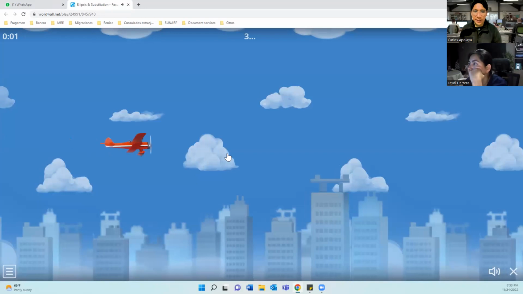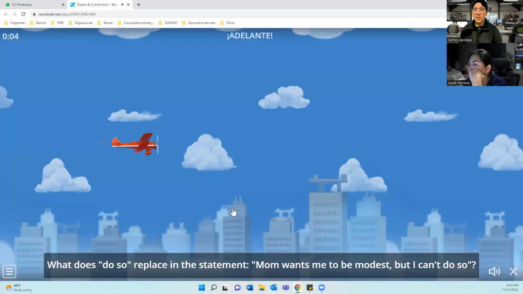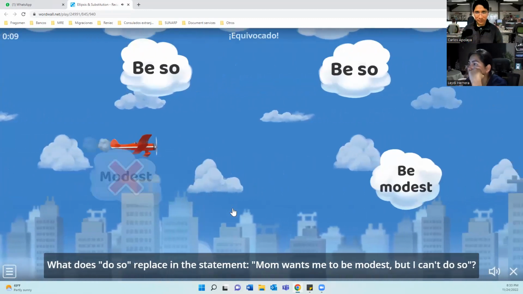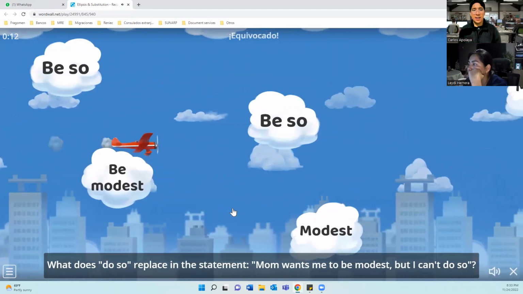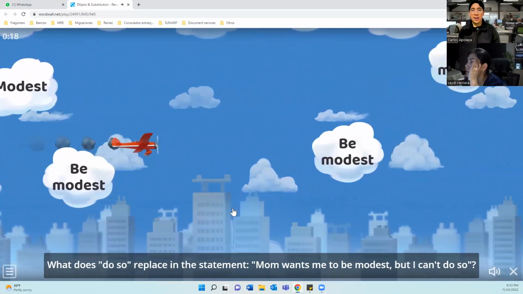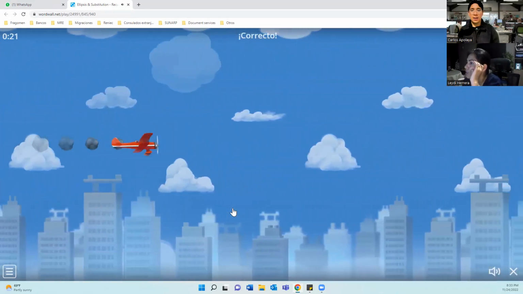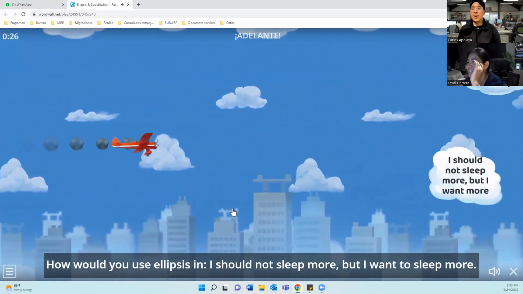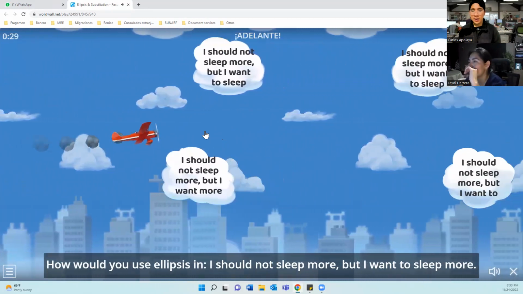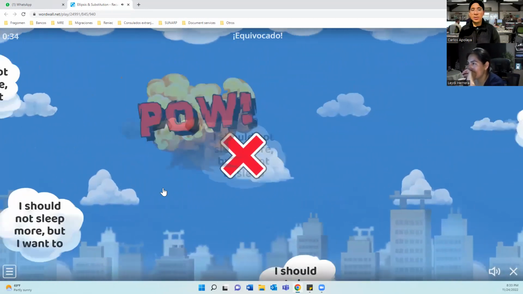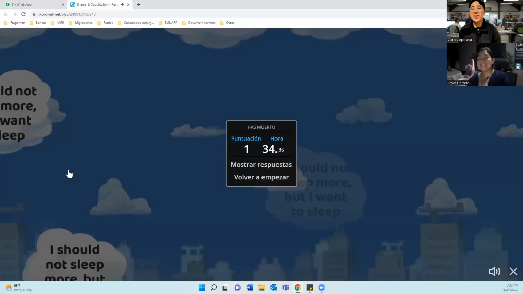Okay, so you are the airplane. What does "so" replace? "My mom wants me to be modest, but I can't do so." You can use the arrow on your keyboard to move. You got it? Puedes usar las flechitas de tu keyboard o de tu mouse para seleccionar la respuesta. La pregunta dice, how would your dad? Reload. Volver a empezar.